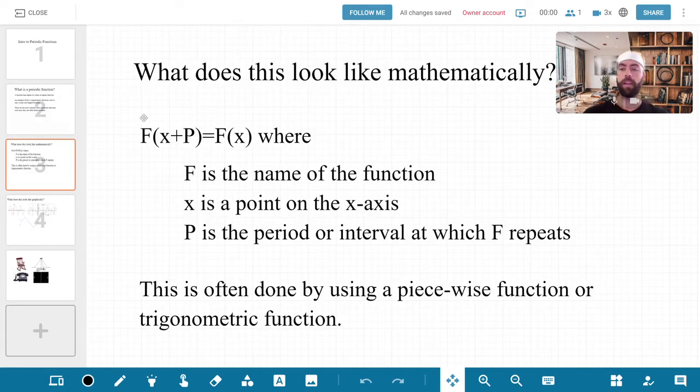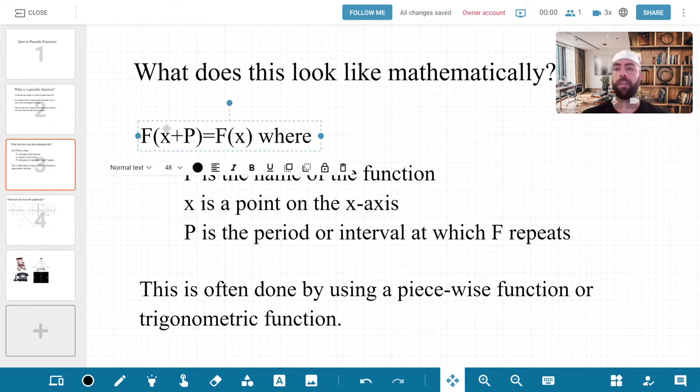Now, what does this look like mathematically? It's generally shown like this: f of x plus p equals f of x, where x is any point on the x-axis and p is the period itself, so the interval at which it repeats in. This is just a very basic form of it, the way it's often shown without any specifics given.